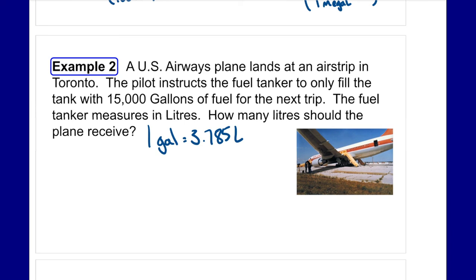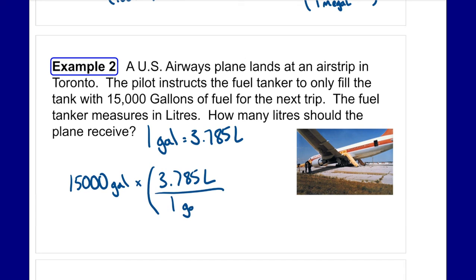Now that we have our unit rate, we can go through and use our conversion. So we have 15,000 gallons is what we're starting with. We're going to multiply that by our unit rate, or 3.785 liters divided by 1 gallon. Right, the units we want divided by the units we have. And when we multiply 15,000 by 3.785, we get 56,775 liters rounded, which is how many liters of fuel the plane should receive.